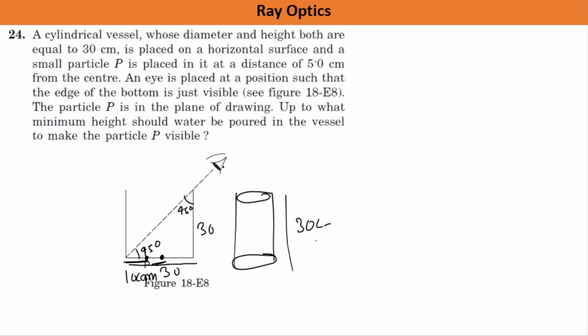Now there is a person sitting or standing over here, and the person is only able to focus to this point, that is the edge of this bottom surface. Okay, let us say this is O point. So the person won't be able to see anything to the right of it, and hence the person is not able to see the point P.